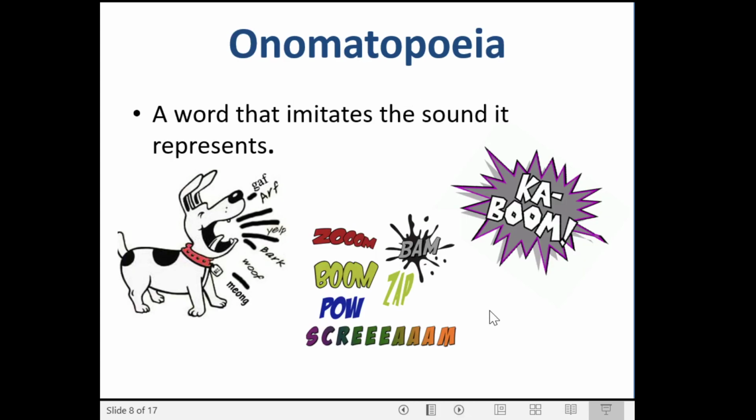Then you have onomatopoeia, and that's how you say it. Onomatopoeia. This is a word that imitates the sound that it represents, like zoom, bam, boom, zap, pow, scream. Sorry if that got a little loud. But I think you understand. Words that represent a specific sound that sound like they sound. They're spelled like they sound.